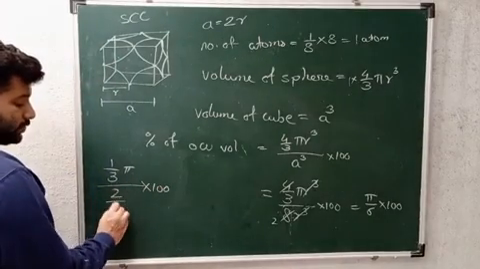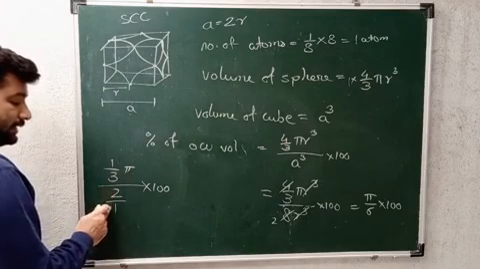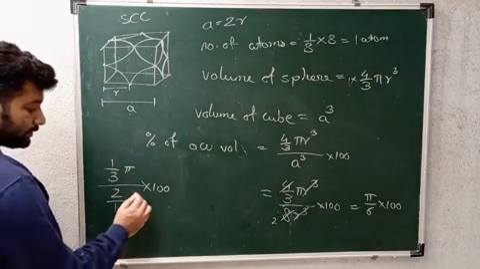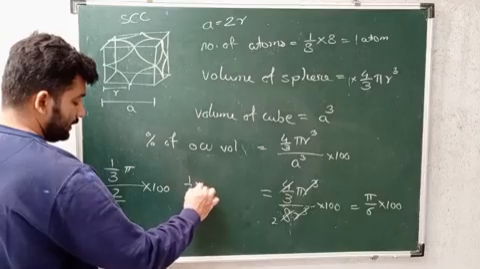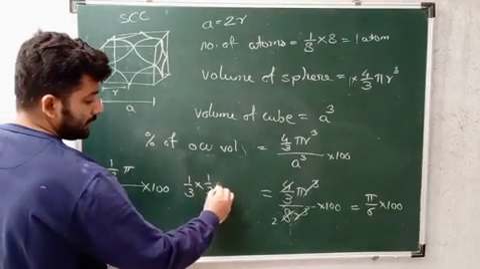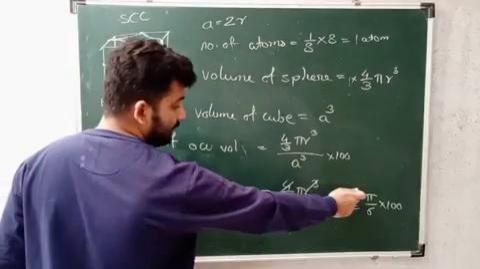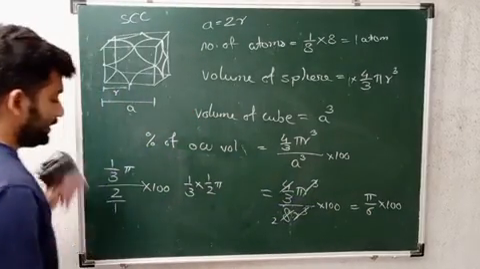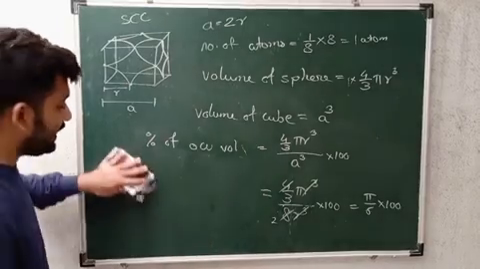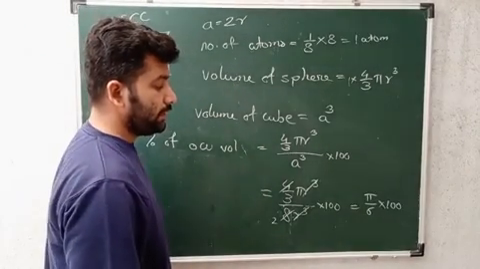Now this is 2 by 1. So when I take 2 by 1 in multiplication, I will get 1 by 3 into 1 by 2. It will be cross-changed into pi. So that will give me 6 pi. Okay, so it will be pi by 6 into 100. In this way, we can now substitute the value of pi. Value of pi is 3.14 divided by 6.